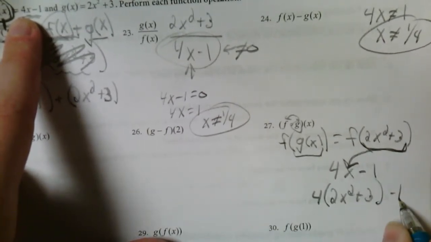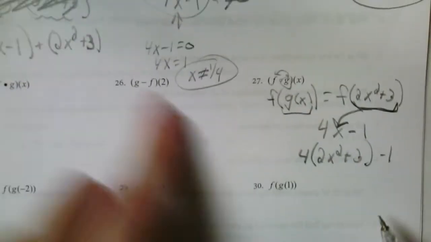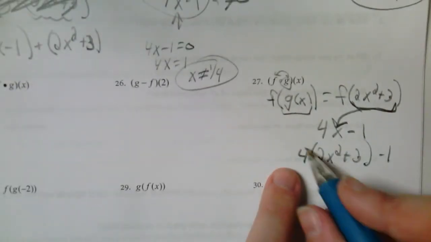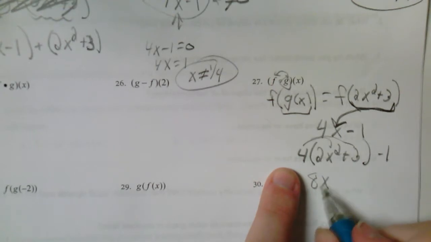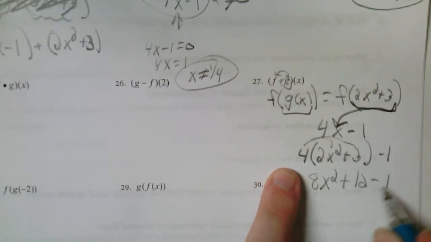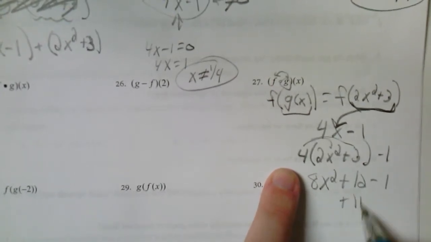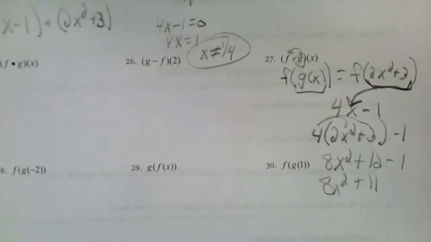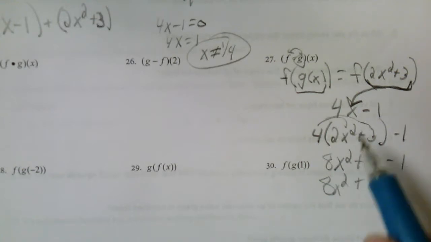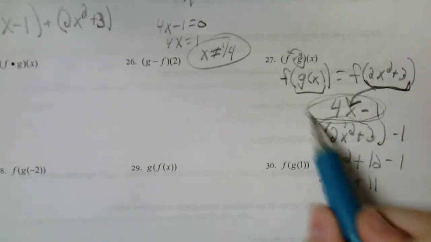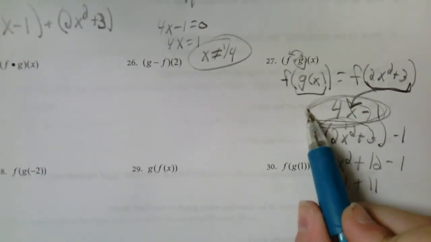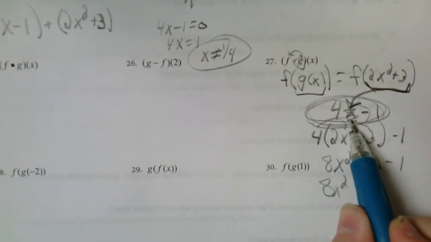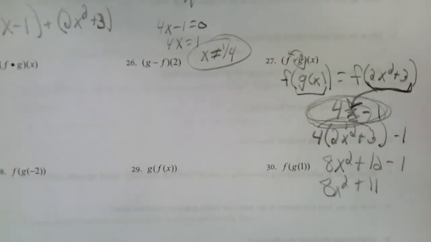Once you have that plugged in, you can simplify this term, distribute the 4, combine the 12 and the 1, and you've got your final answer. However you want to remember doing that, some people automatically go to the f function and say, here's my f function, let me get rid of the x and replace it with g. However you want to look at that.